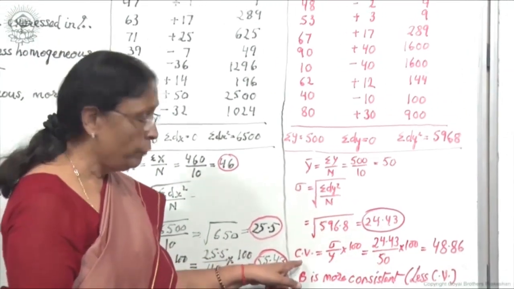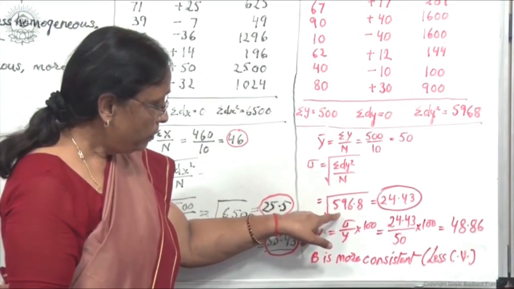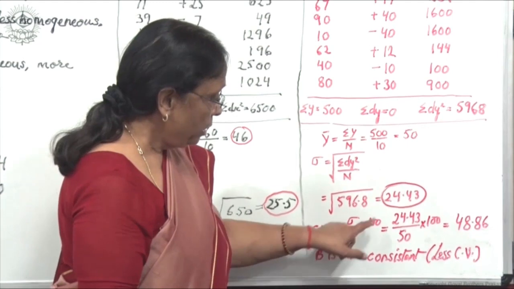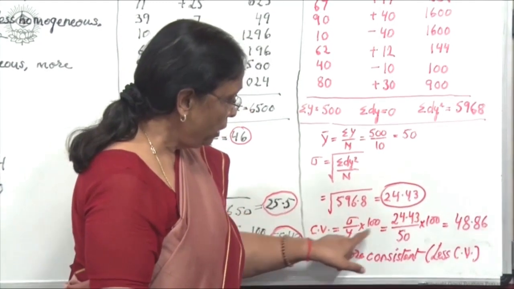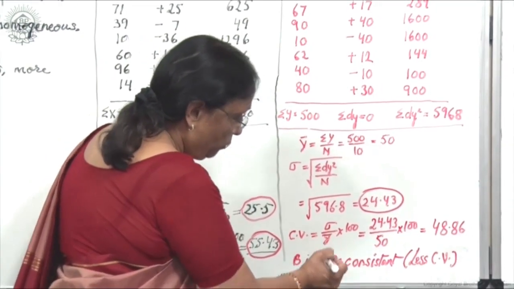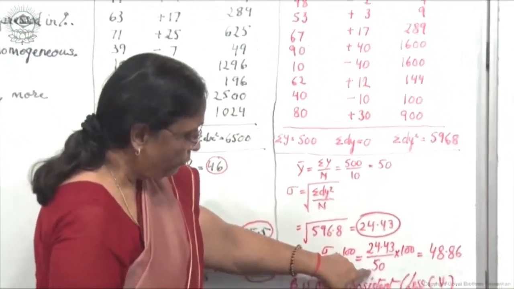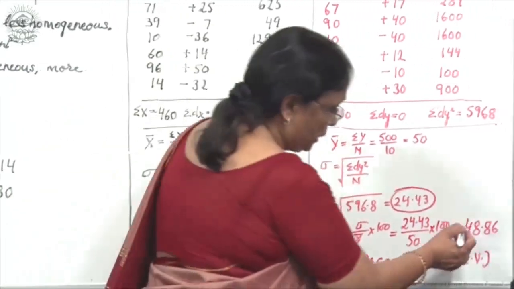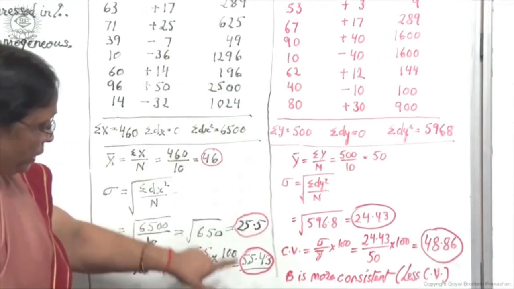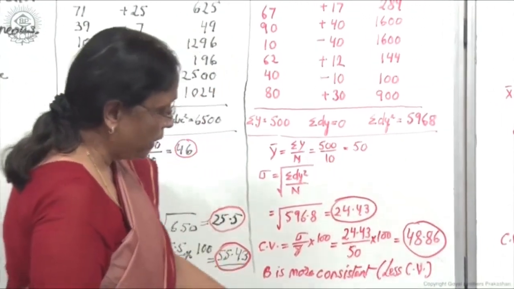Now you have to find out the coefficient of variation, right? That is standard deviation upon y bar into 100. Standard deviation is 24.43 upon y bar, and y bar is 50. 50 is the mean. So 24.43 upon 50 into 100, and this is 48.86. So the CV of batsman A was 55.43, and of batsman B was 48.86.